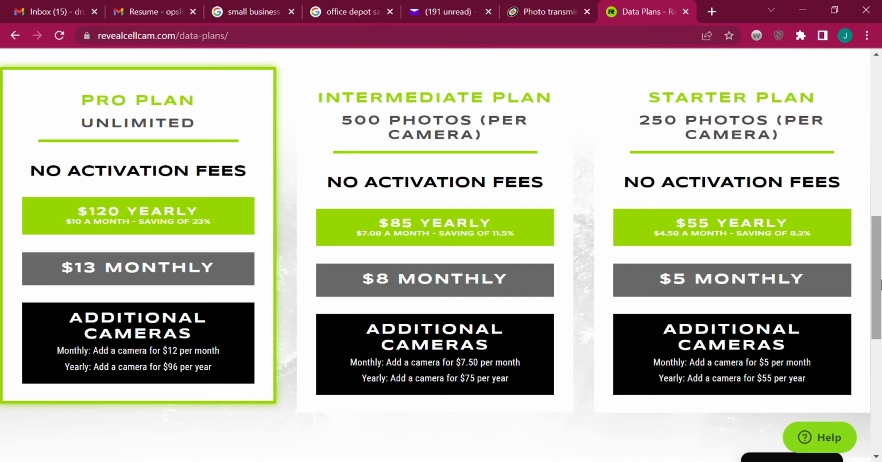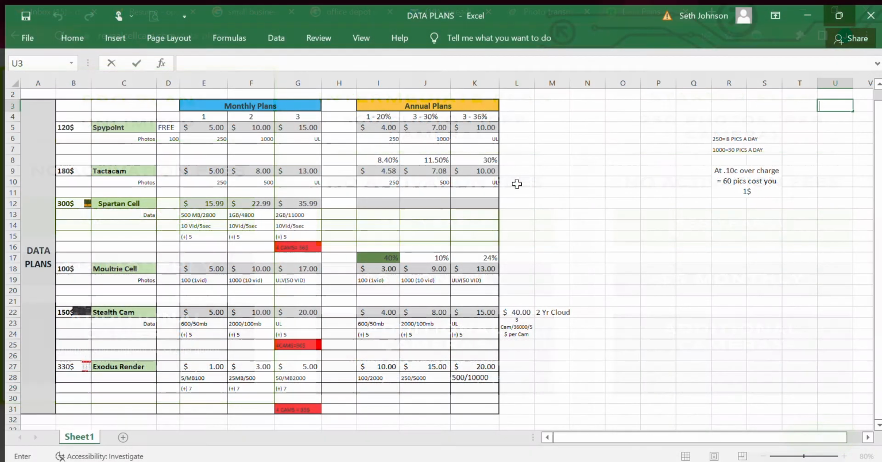So if you come over to their next plan, plan 1, if you pay annually, you get $4.58. So that's only a little over 8% savings. Then $7.08, about 11.5% savings if you pay annually, and then about 30%. You pay $10 versus $13 if you pay annually for unlimited. So not quite as good an annual discount as Spotpoint if you're an annual type of person, if you're running cameras all year, but that is just the case. So once again, these are photo by photo plans, and Tacticam takes really good pictures regardless.